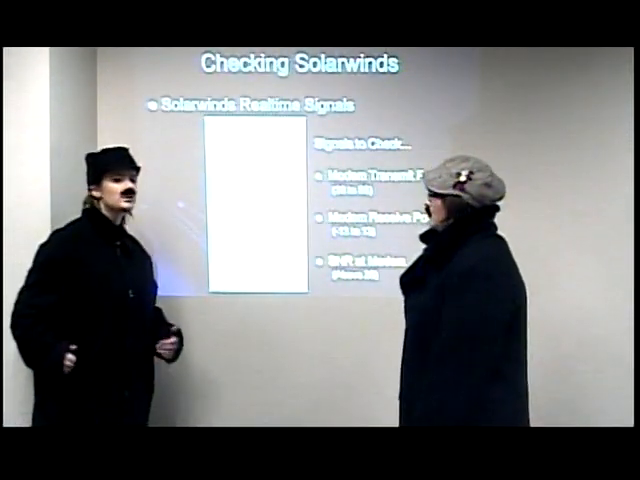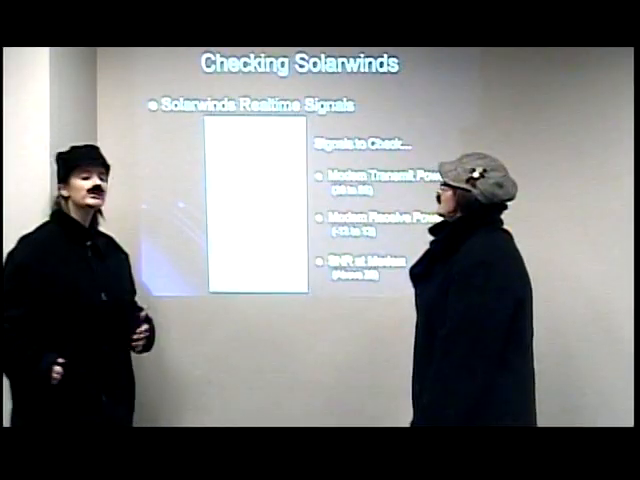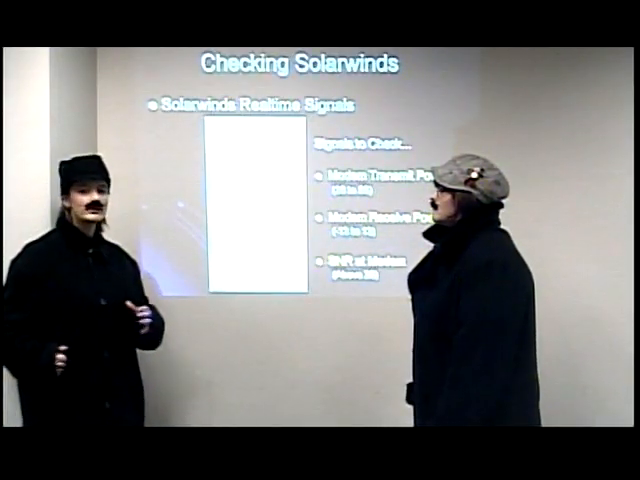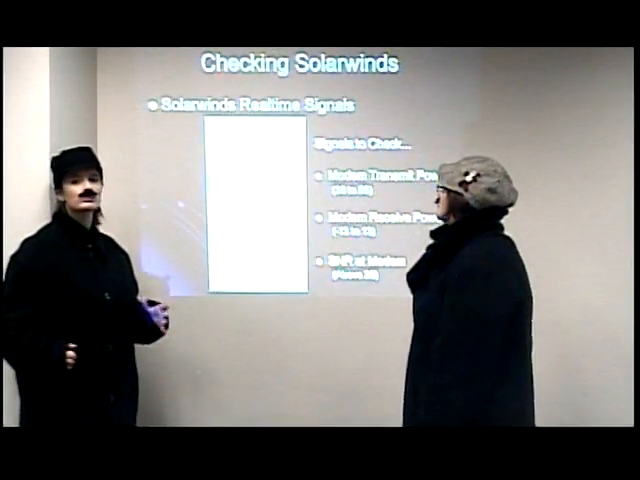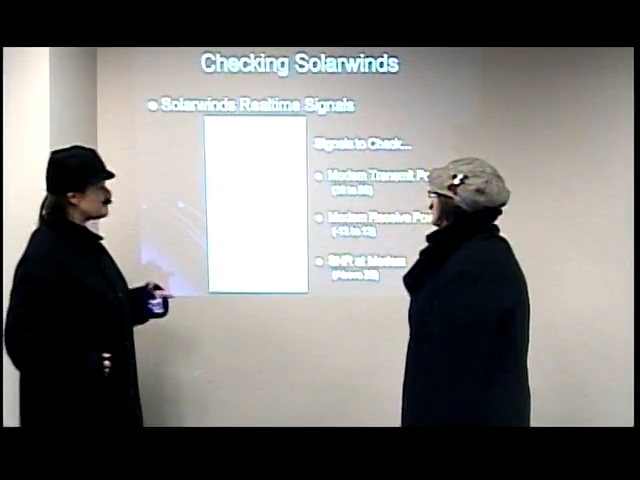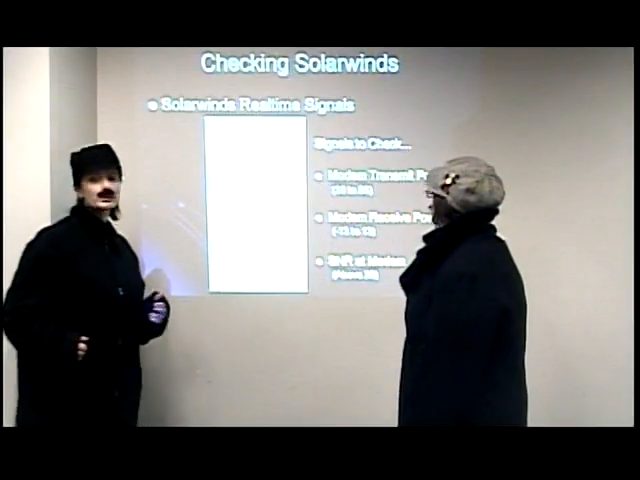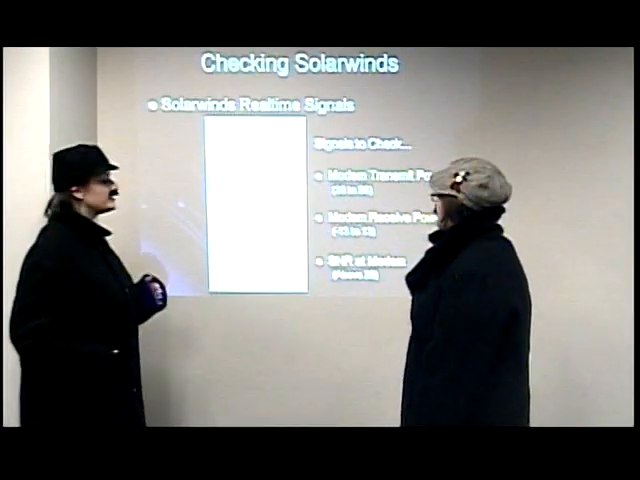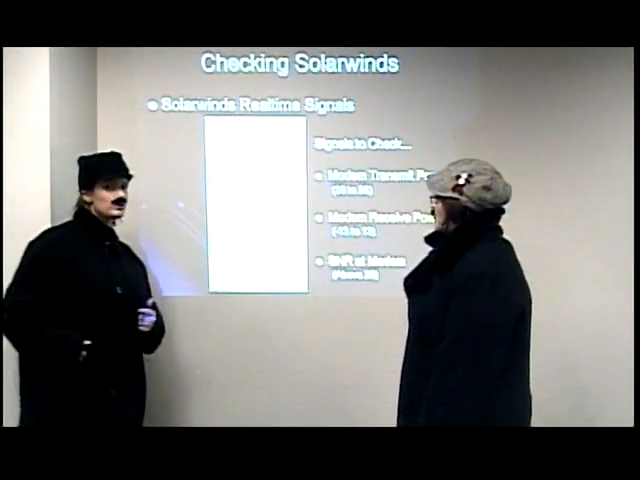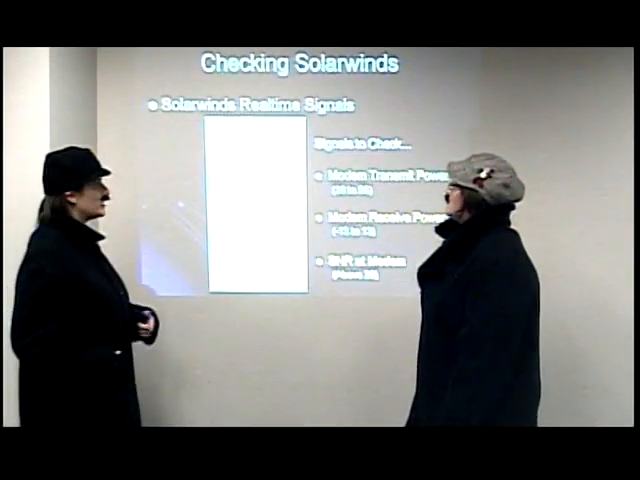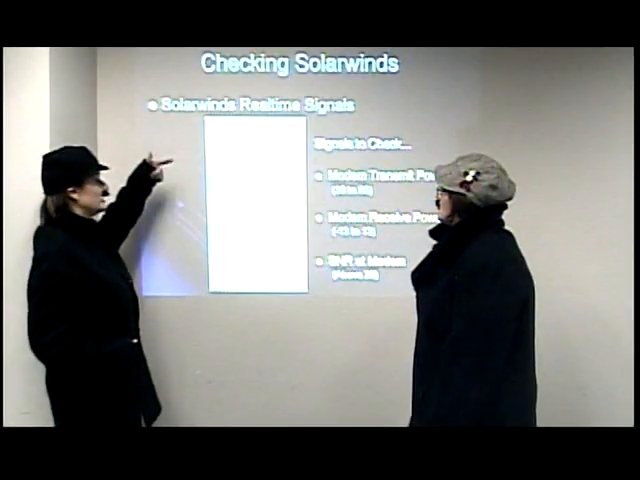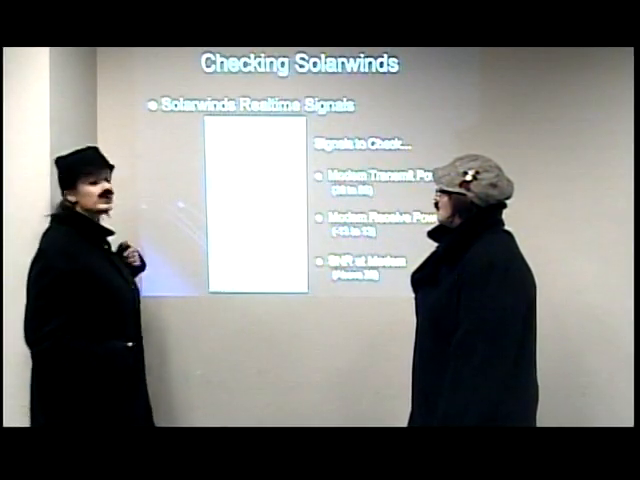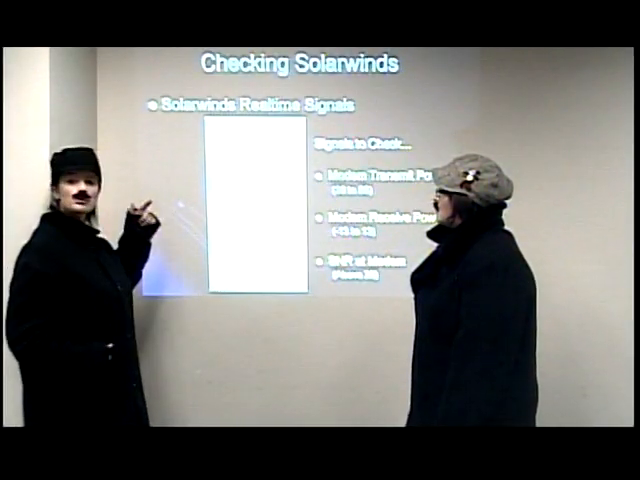Now here's how you check solar winds. You want to look at the solar winds real-time signals. The signals you want to check are those same signals: the modem transmit power, the modem receive power, and the SNR, or signal to noise ratio, at that modem. The modem transmit power and the modem receive power are indicated in yellow and orange here, but when you look at solar winds, they're going to be the 2 on the right.